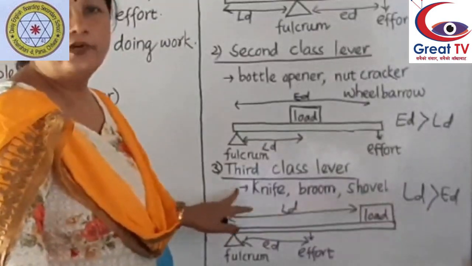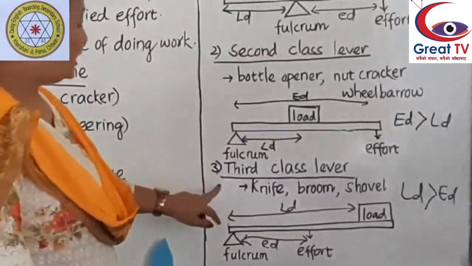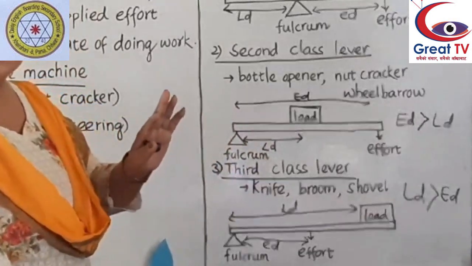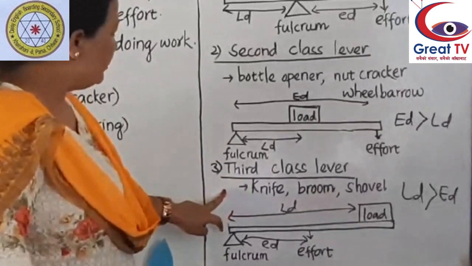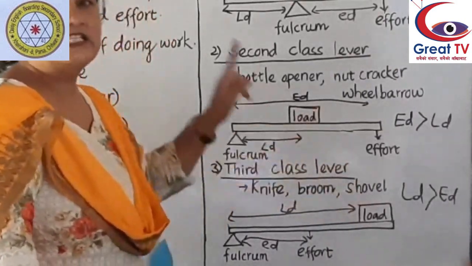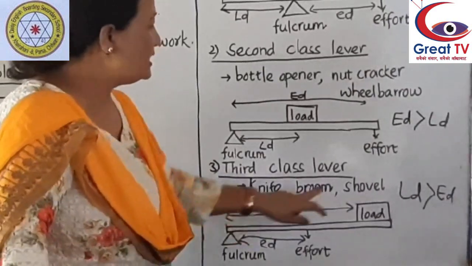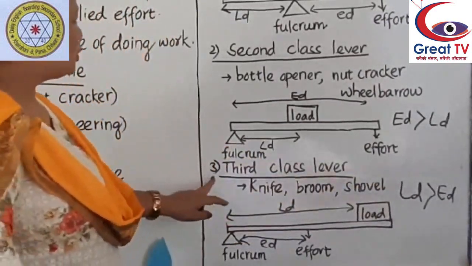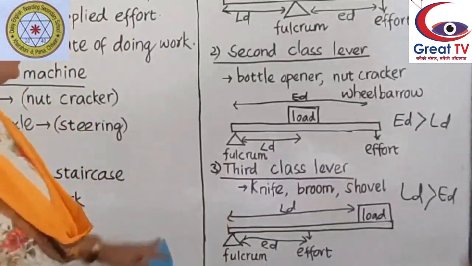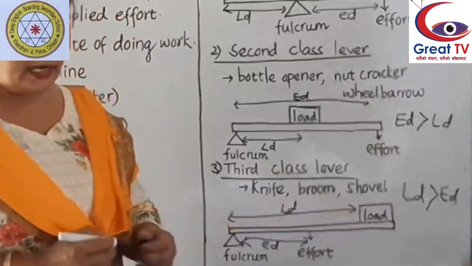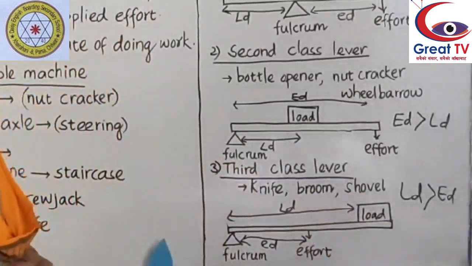So, third class lever helps us by increasing the speed of doing work. Third class lever does not help us to magnify applied effort, because in third class lever, effort distance is never greater than load distance. Load distance is greater than effort distance, so it helps us by increasing the rate of doing work. Examples of third class lever are knife, broom, shovel, etc.